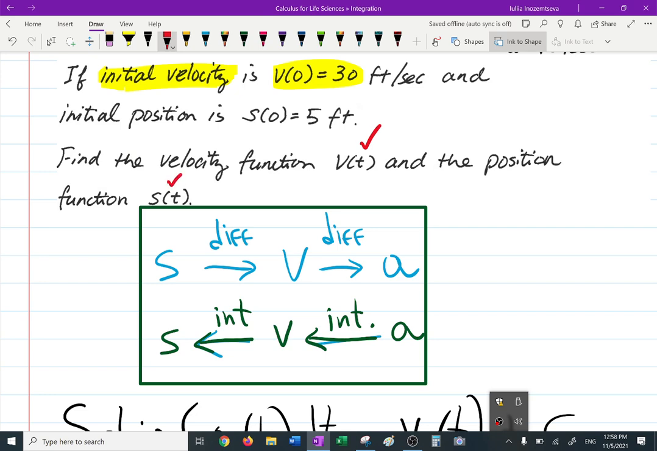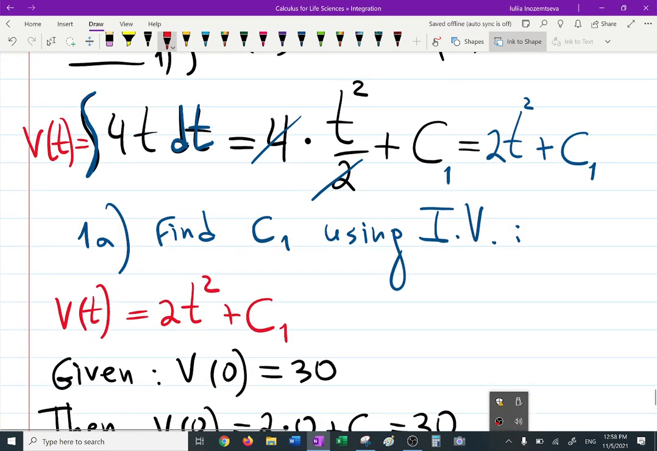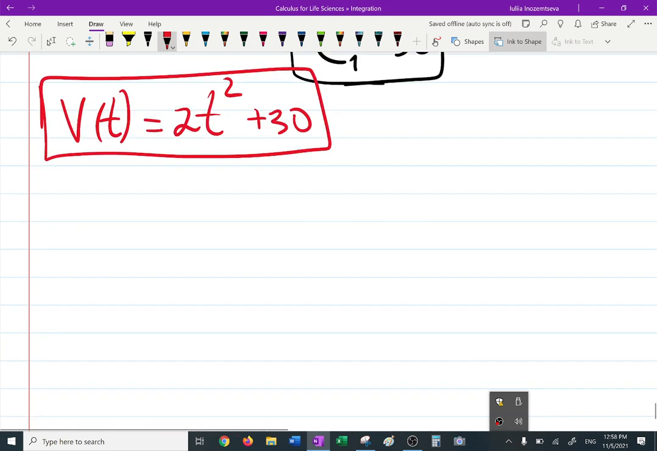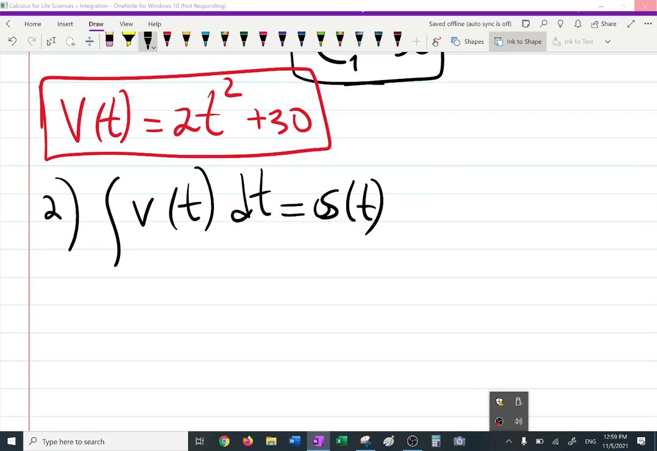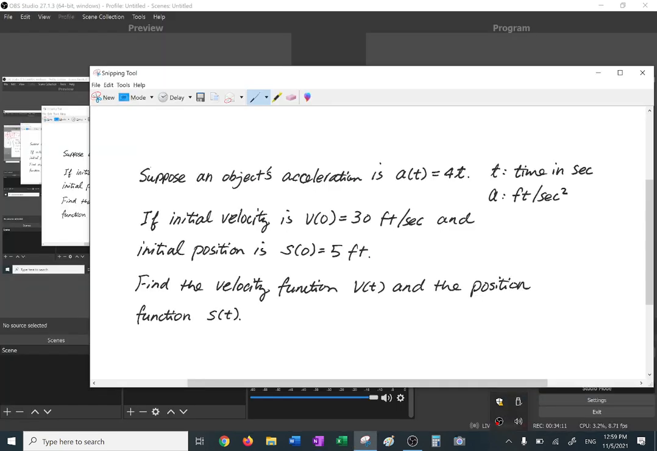Now we need to find not acceleration, but distance. To find distance from velocity, we do what? Step 2. Integrate the velocity dt to get distance, which is called s of t. And in this case, it's going to be plus c, so we'll have to repeat the process and solve for the initial value.